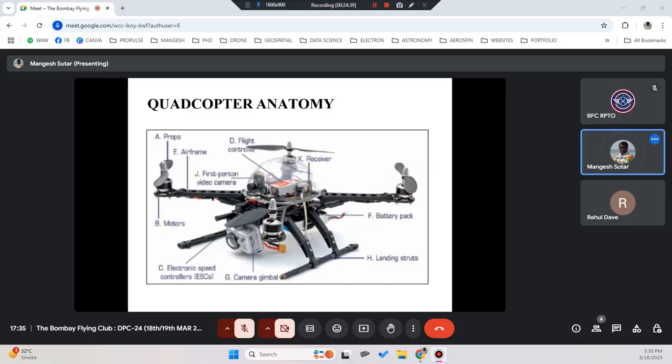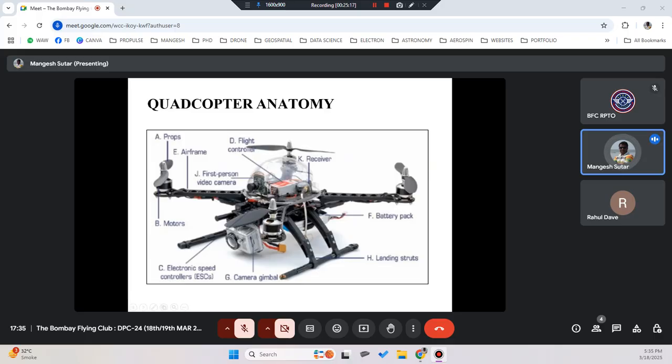Then you have a camera on top, that is an FPV camera or first person video camera. Then you have a flight controller, which is the brain of the drone. And then you have a receiver from where you can receive the signals from the transmitter and vice versa. Then the most important part is the landing gear, which supports the drone when it lands on the ground, as well as when operation has to be stopped at a particular location.